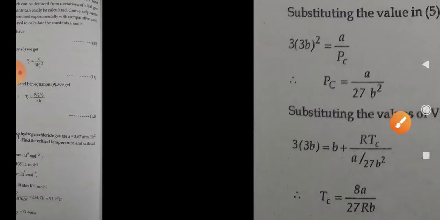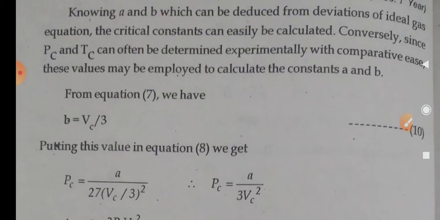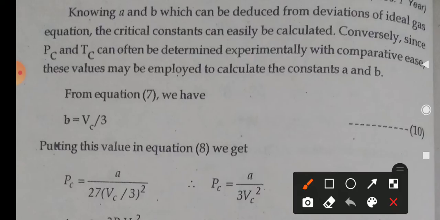Now, we have seen all these values in the isotherms, that is, the graphs of isotherms of van der Waals. So when we know the values of PC and TC, which can be found out experimentally, we can calculate the constants A and B for the real gas.